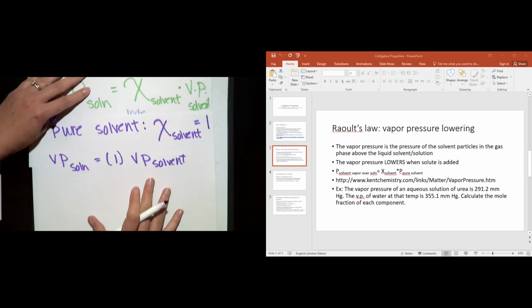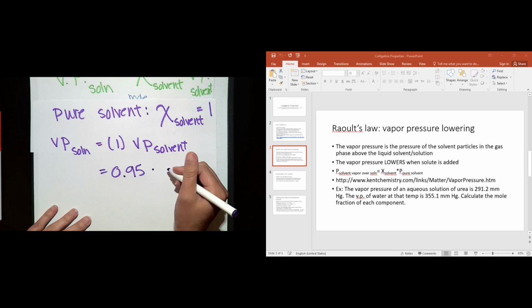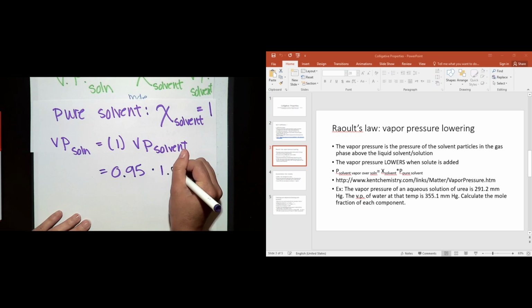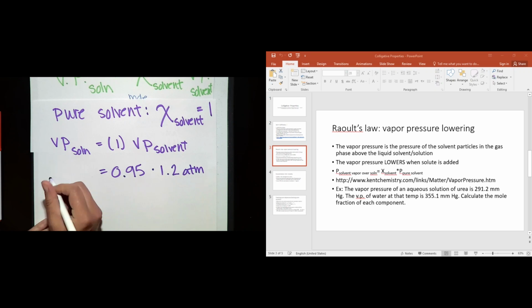Okay, let's say I have 95% by moles, not mass. Then it would look like that. That would be my mole fraction of the solvent times my vapor pressure. Let's say it's 1.2 atm of the solvent. That means I just multiply these.